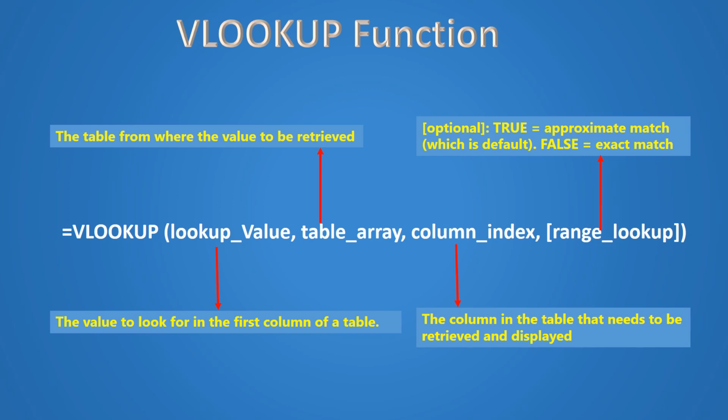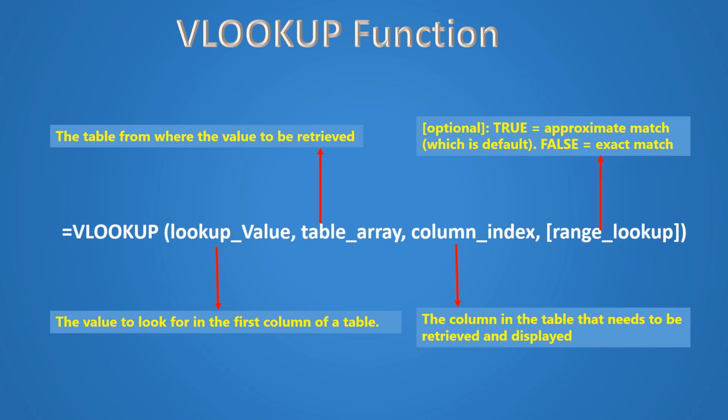Now, let us see the syntax. Equals VLOOKUP, bracket open, lookup value, comma, table array, comma, column index, comma, range lookup, and then close the brackets. Let us understand these parameters in detail. The first one is lookup value, the value to look for in the first column of a table. Second one is table array, the table from where the value is to be retrieved, the data range or table array.